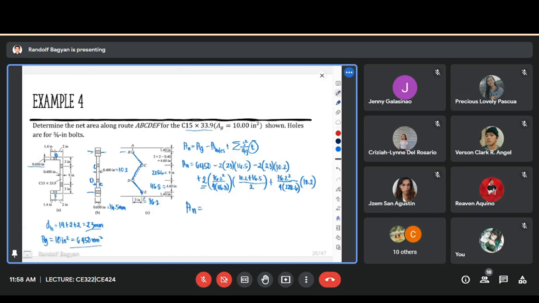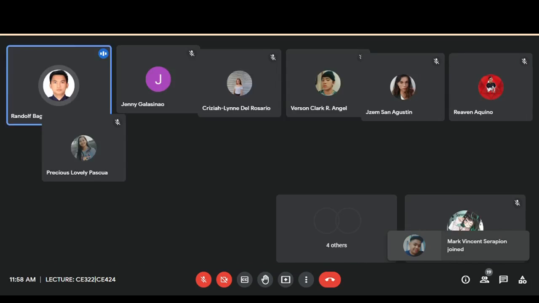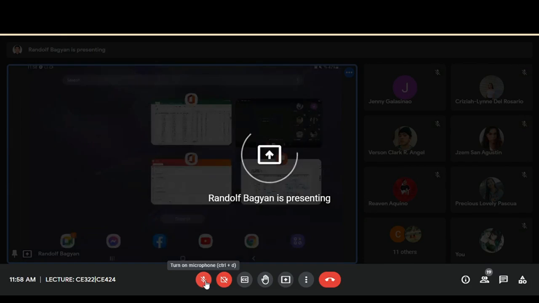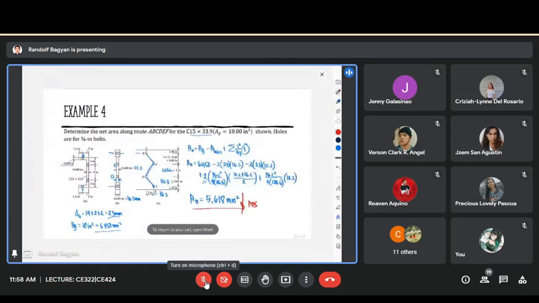I disappeared from the screen. Okay, I guess that would be all for today. On Wednesday, we will continue, and probably finish analysis on Friday, and then we design next week. Then module 3, compression members, columns. So you have no activity. Is that right? That is the class answer, 5,618. Alright, so let's meet again on Wednesday, 1 to 3 p.m.